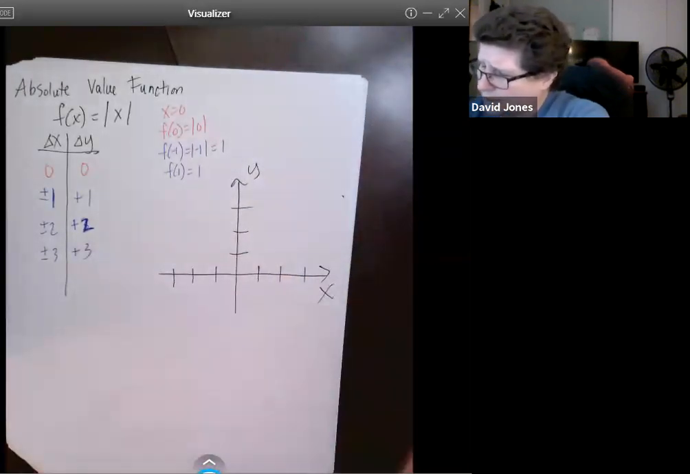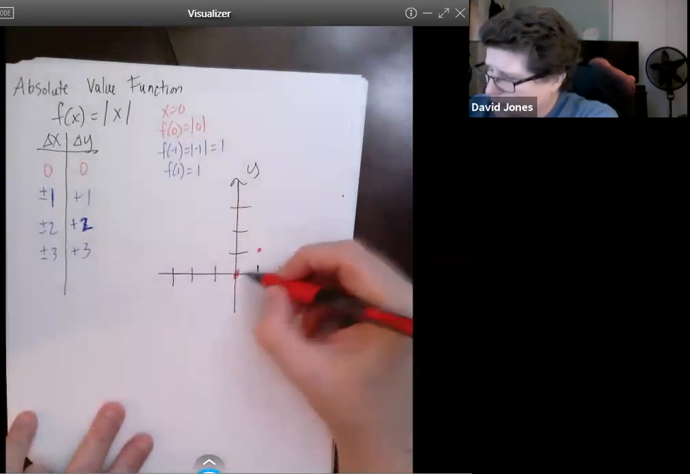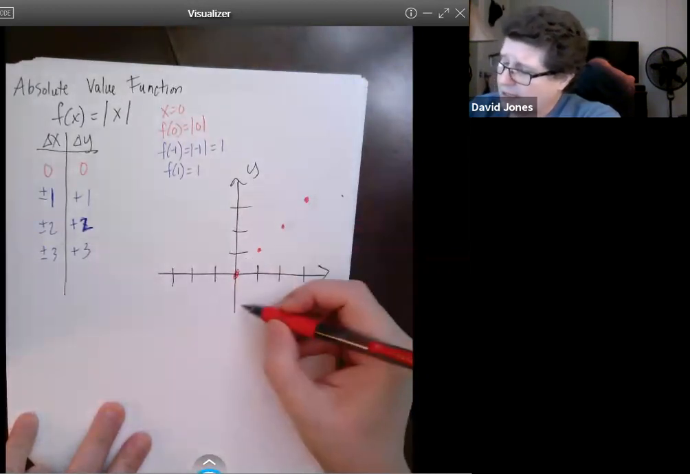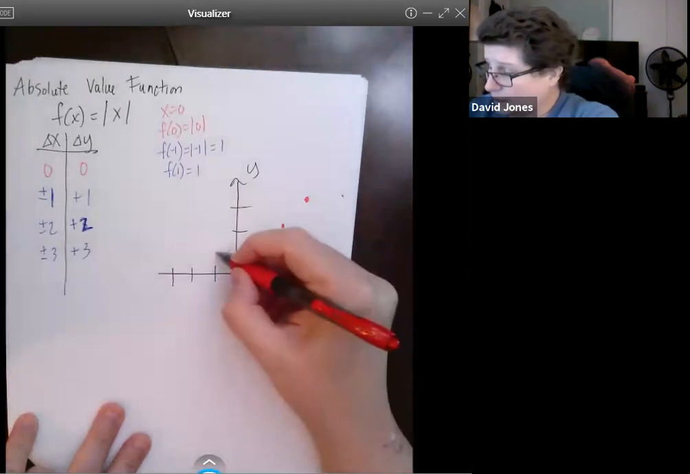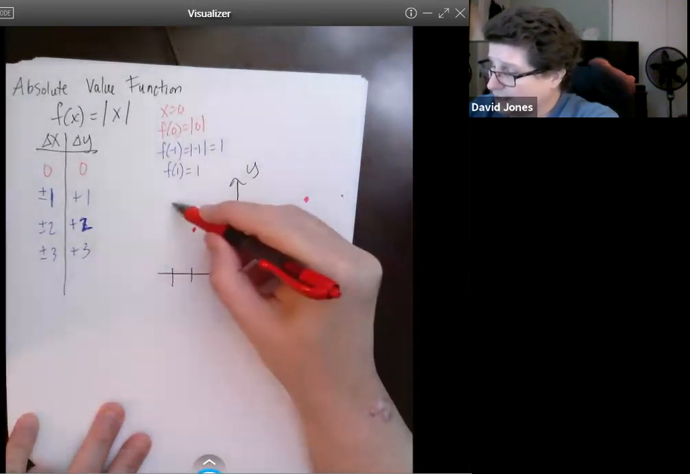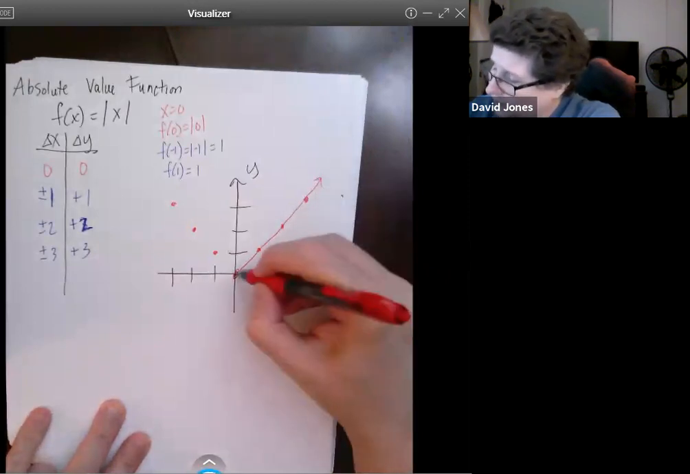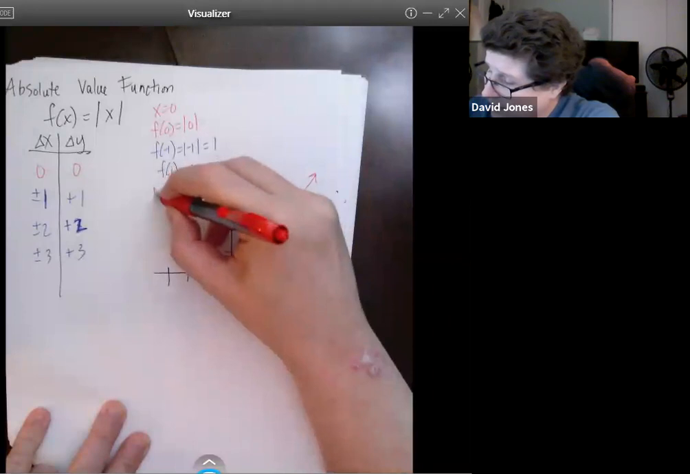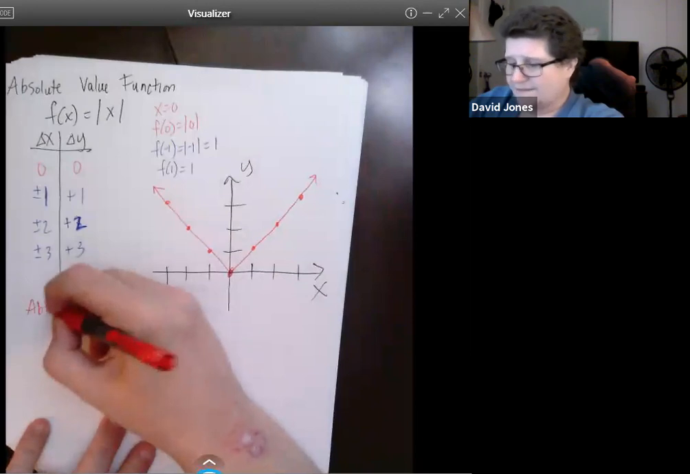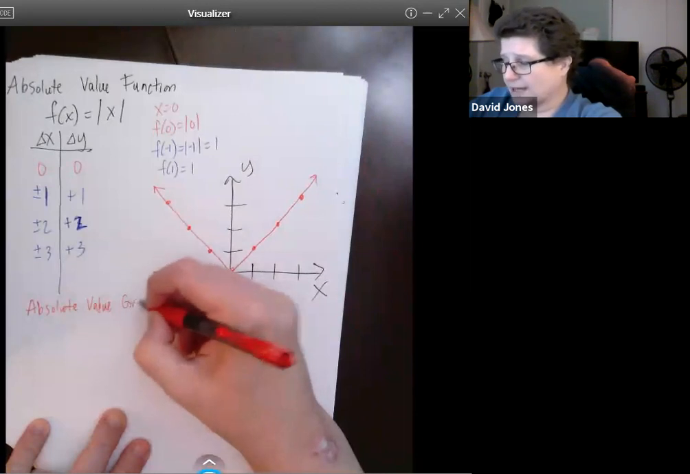If we plot our points, I go right 1, up 1. I can go right 2, up 2. I go right 3, up 3. If I go left 1, I got to go up 1. Left 2 is up 2. Left 3 is up 3. This one has a corner. Absolute value makes the V. Absolute value graphs look like these.